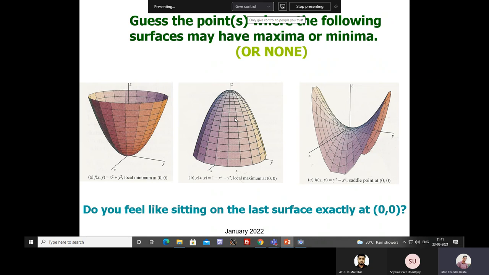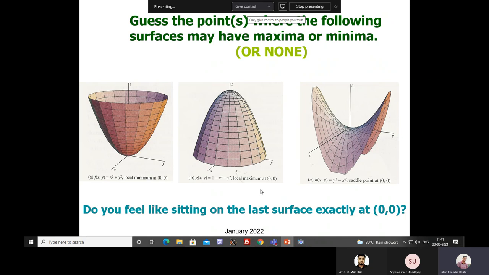And you should not confuse this with, say, here, although this point was your 0, 0, 0, that was because the function is x squared plus y squared. And here by origin I mean the origin in the xy plane. So here again at 0, 0 the function has a local maximum. And here I cannot say anything about it. But you can see, and forget about these two, it will be very difficult if you want to sit at that particular point on that surface.